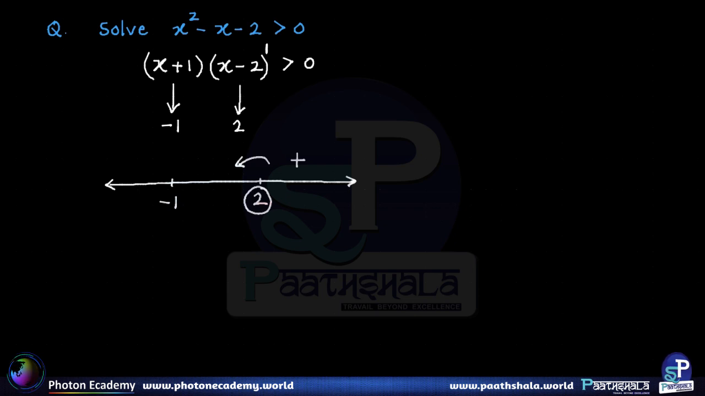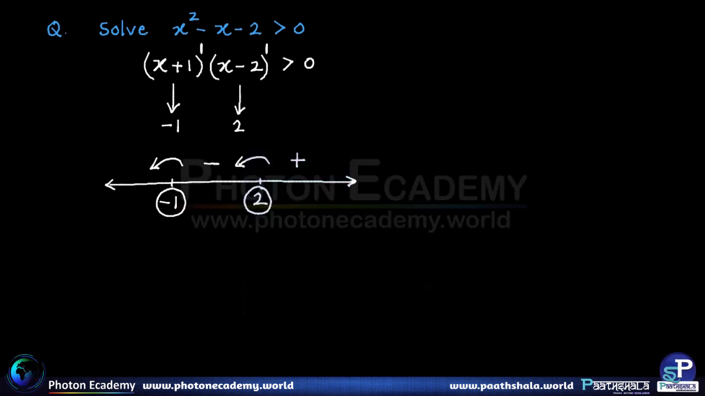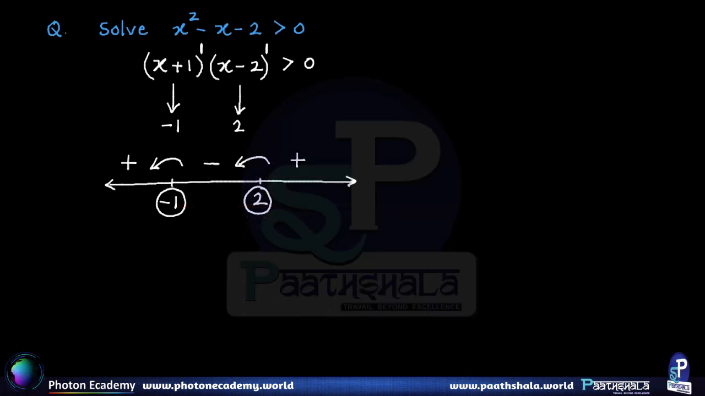Therefore, as per the rule, since it is an odd number, we change the sign and write the minus sign. Once again, as we cross the next value, which is minus 1, we look at its corresponding factor and see that its index is again 1, which is once again an odd number. So we once again change the sign and make it plus. Now the inequality is asking for the expression to be positive, that is greater than 0. So we collect all the intervals which have the plus sign marked, which is the answer.